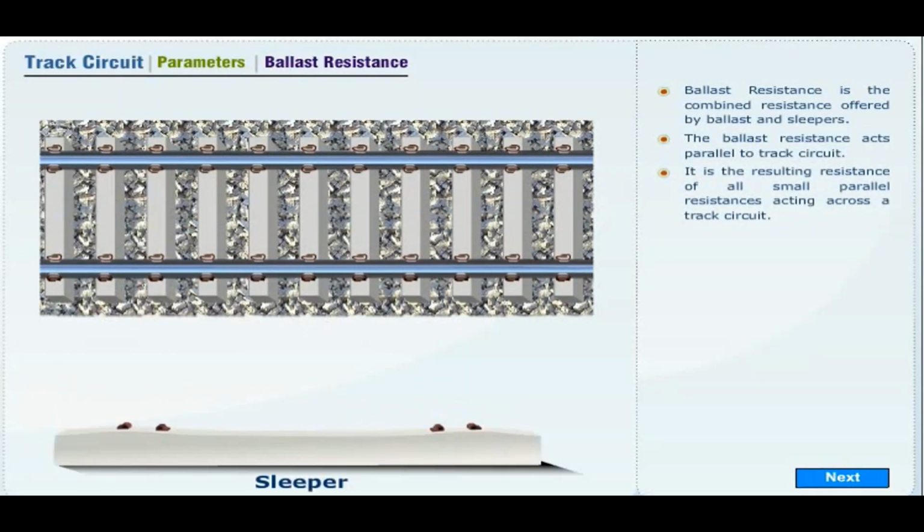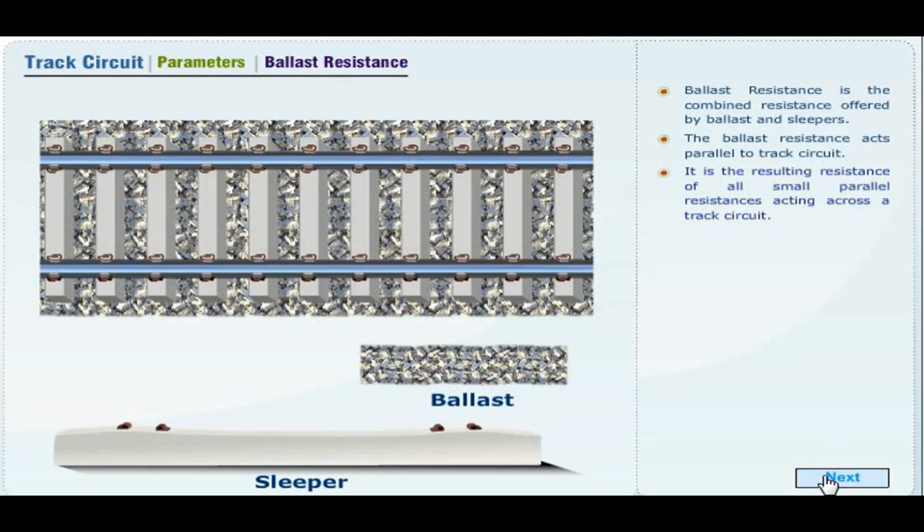Ballast resistance. Ballast resistance is the combined resistance offered by ballast and sleepers. The ballast resistance acts parallel to the track circuit. It is the resulting resistance of all small parallel resistances acting across a track circuit.